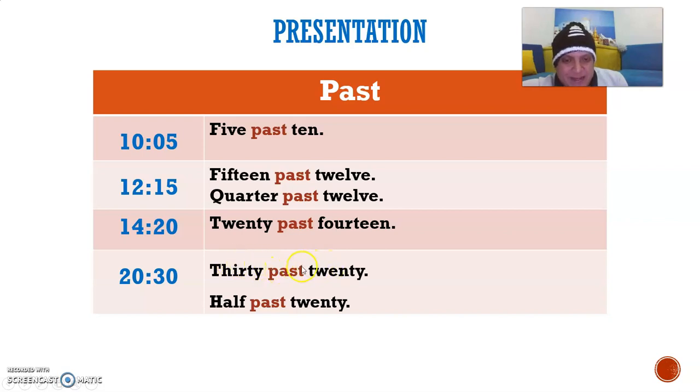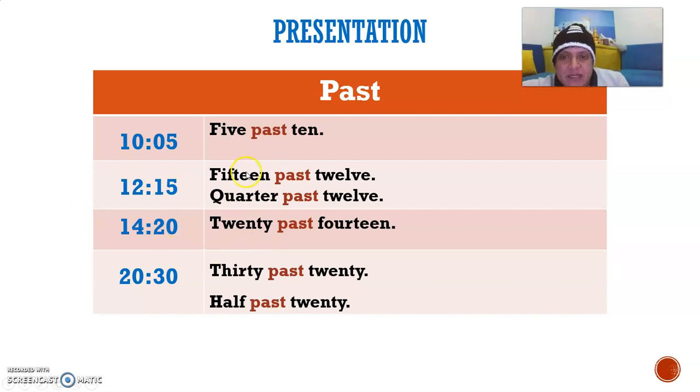30 past 20, I'm sorry. 30 past 20, or half past 20. Okay, because 30, look here, because 30 is the same as half. Half and 30 is the same thing. They are the same thing. 30 minutes is one half.